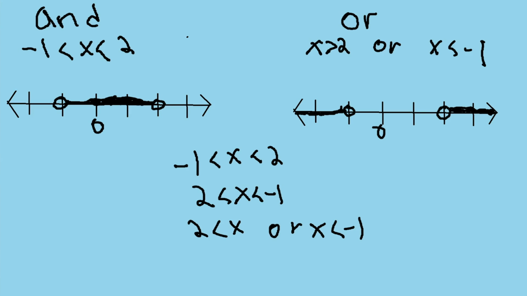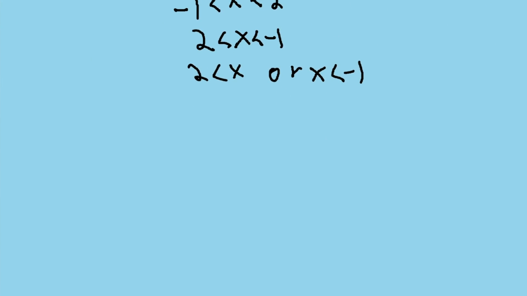Alright, now let's move on to absolute value inequalities. Absolute value is the distance from 0. For example, the absolute value of 3 equals 3, because 3 is 3 units away from 0. The absolute value of negative 3 is also 3, because negative 3 is 3 units from 0.